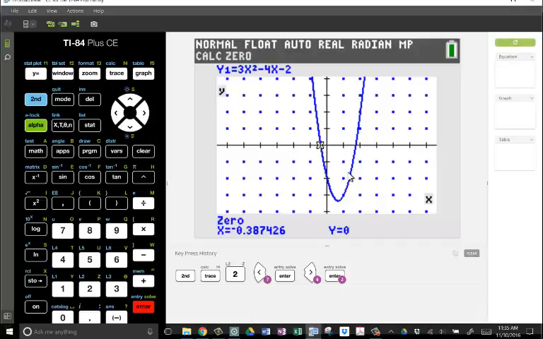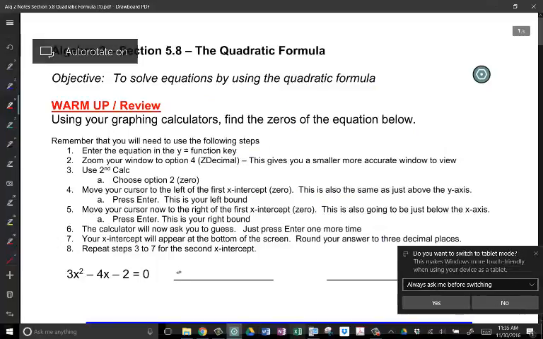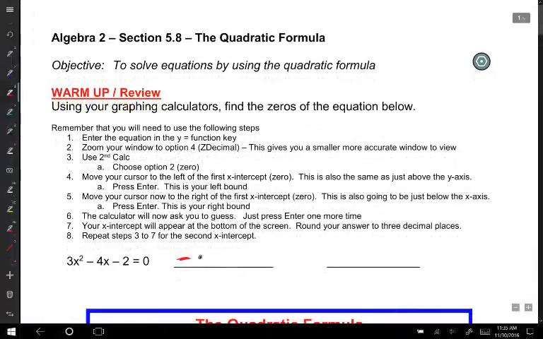So there's my 0, negative 0.3874. So I've got that written down up here. Negative 0.3874. And we're going to round this to 3 decimals. And we're going to do this again to practice. But let's write that down at least for our answer for right now on our draw board here. So negative 0.0387.